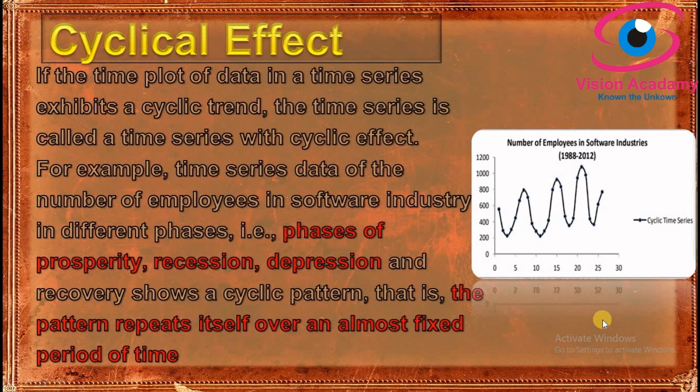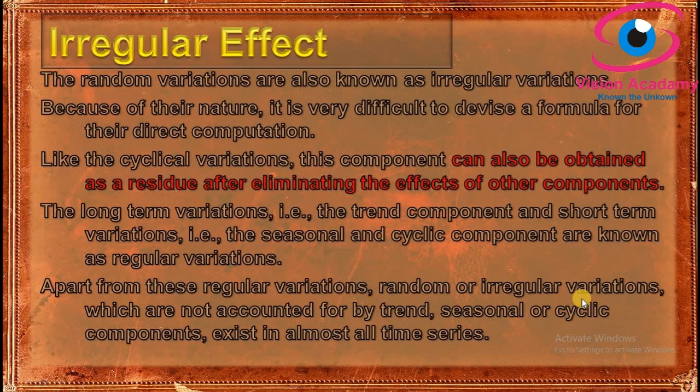And let us see the other effect, which is irregular effect. Irregular effect is also known as random variation because of its nature. Again, as I told you, as in cyclical effect, it is very difficult to devise a formula for direct computation. Like the cyclical variation, the irregular effect can also be obtained as a residue after eliminating the effects of other components. After eliminating other components, we will come to the irregular effect.